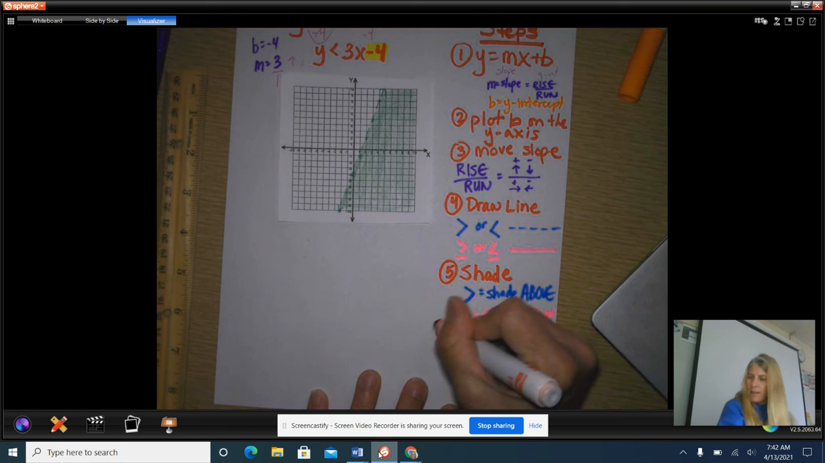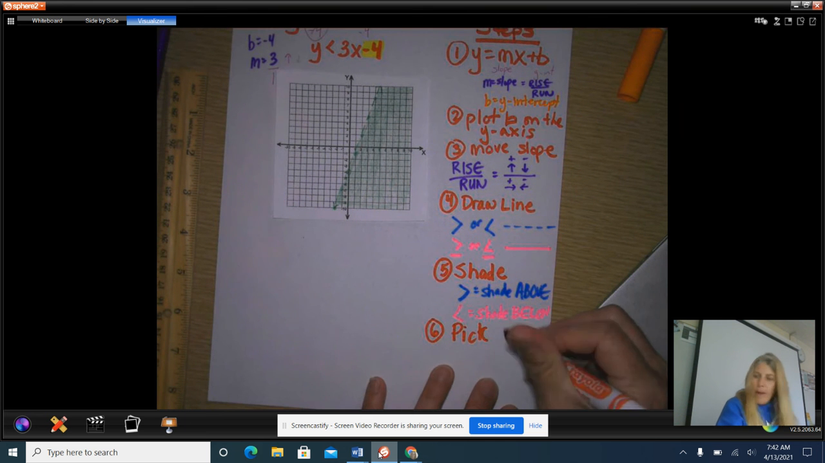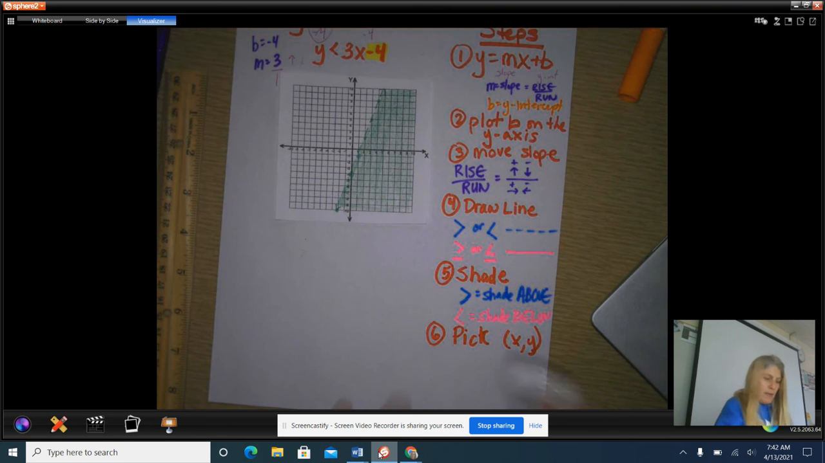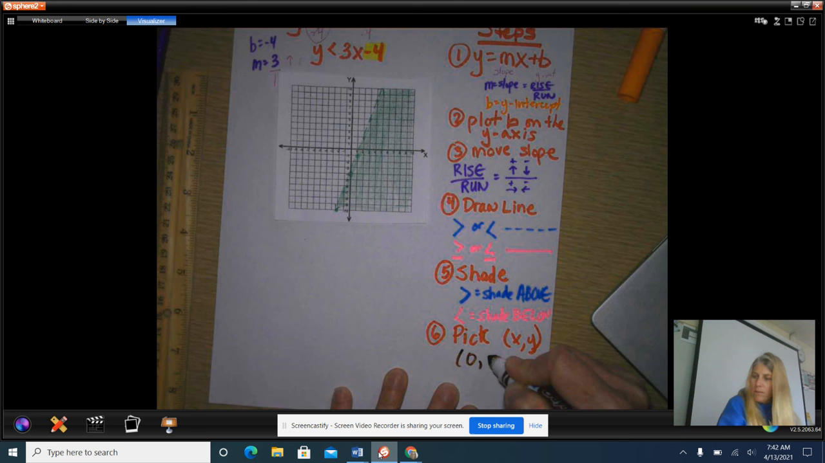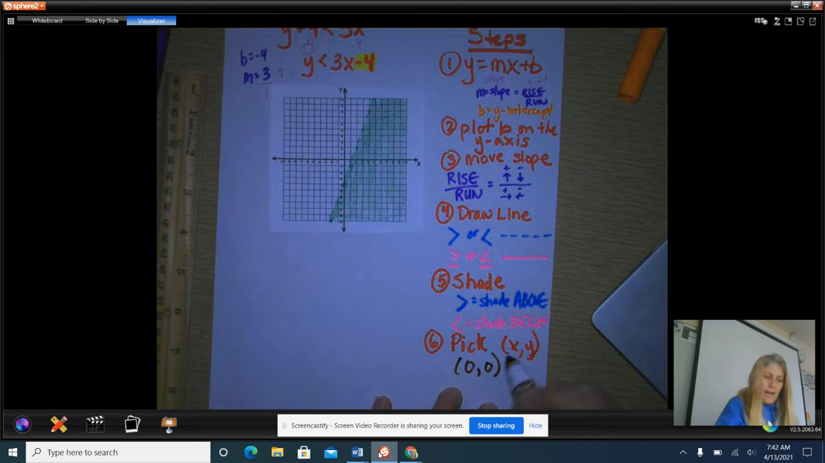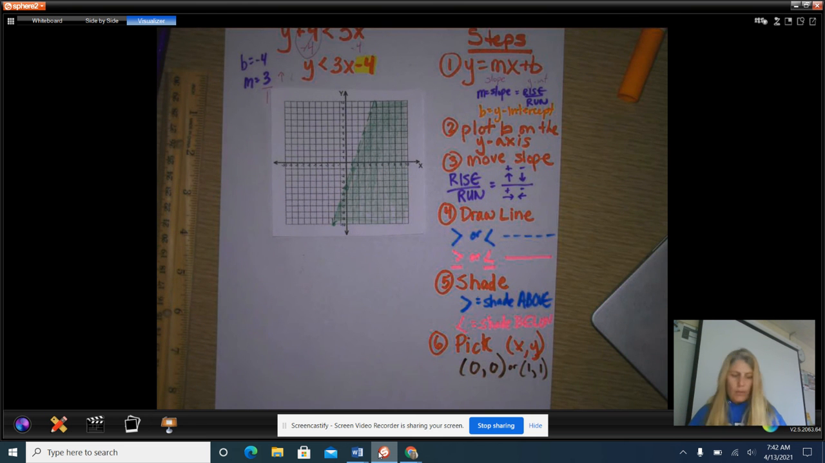Now, our last step here, number 6, is to make sure that we shaded the correct side. So number 6 is we are going to pick an ordered pair. We're going to pick an x, y. Now, I always pick the same number whenever I'm doing this. The place that I always pick is 0, 0. Now, if 0, 0 is on the line itself, then I have to pick a different one, and I generally try to use 1, 1. Why would I pick these? They're easy numbers to use.